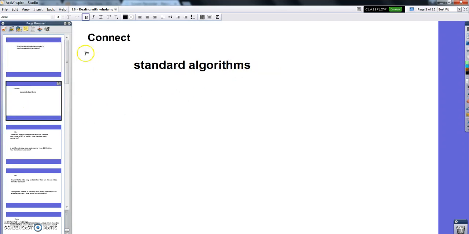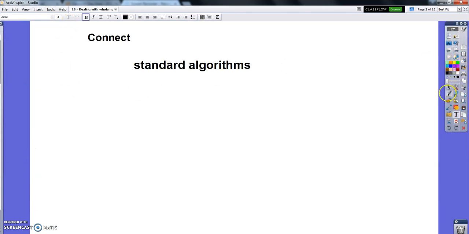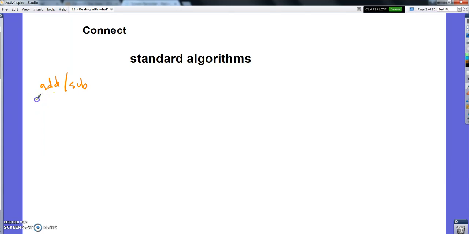All right, so we learned the standard algorithm for every operation with fractions. I just want to remind you how they work. With addition and subtraction, remember with those you have to find a common denominator first. Then you just add the numerators or subtract the numerators depending on which kind of problem it is. So that's how those worked.